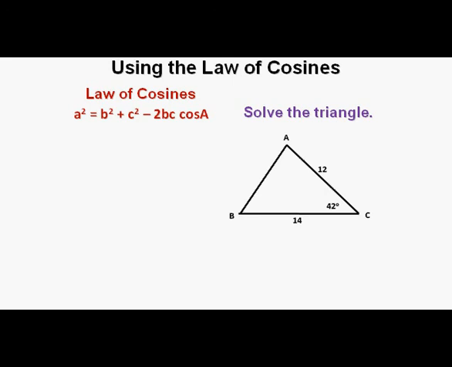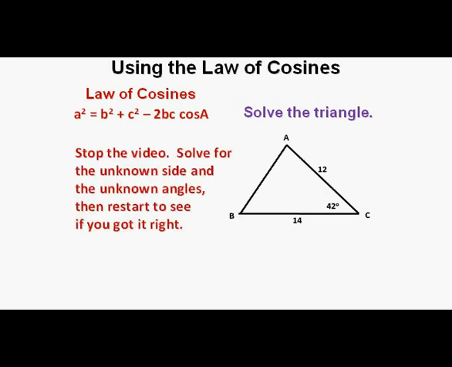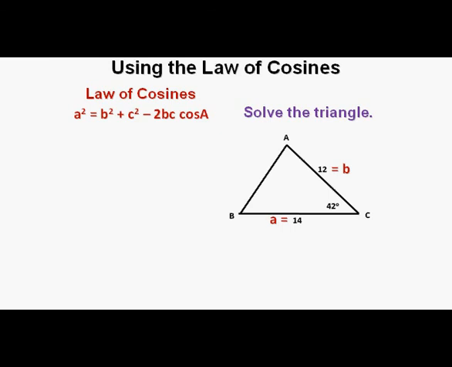At this point, I invite the viewer to stop the video, then solve the triangle's unknown sides and angles, then restart the video to see if you got it right. Labeling. Side A is 14 and side B is 12. Since we need to first find side C, we use the version c squared equals a squared plus b squared minus 2 times a times b times the cosine of angle C.